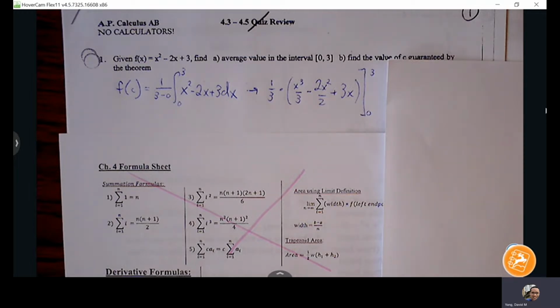So f of c. I have the area component, but I don't want to forget about the width component. Right, so area divided by the width is equal to the height.